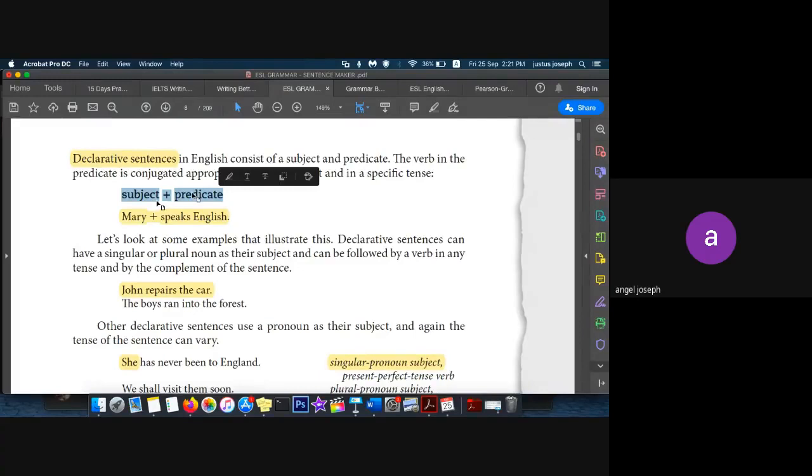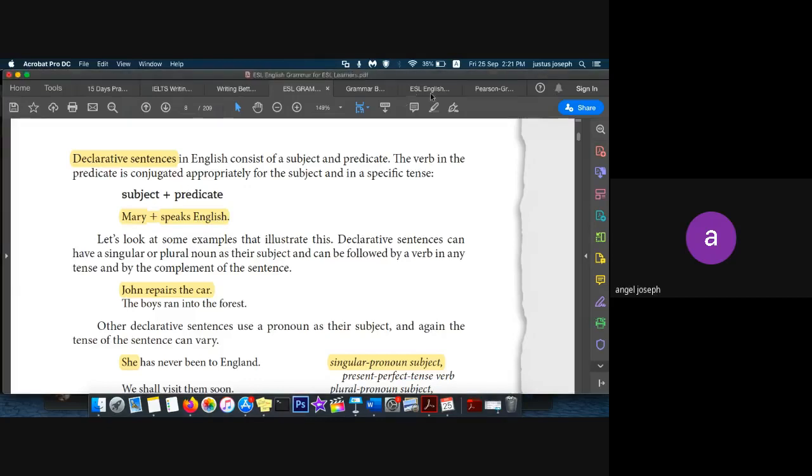Then this predicate breaks into a verb. There might be an object, a direct object, an indirect object. There might be articles, there might be prepositions, many other things can also be within this element. So predicate is not just one thing, but many things put together.